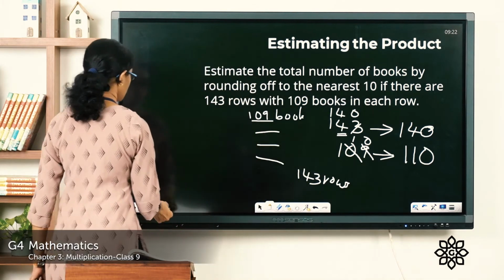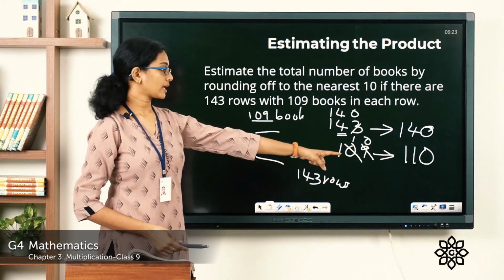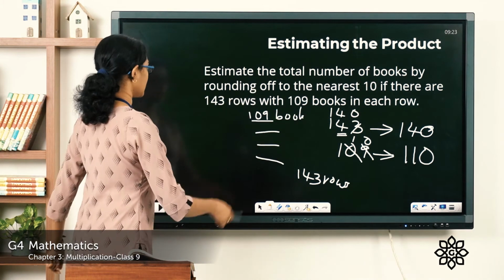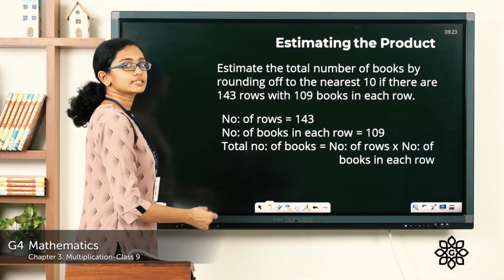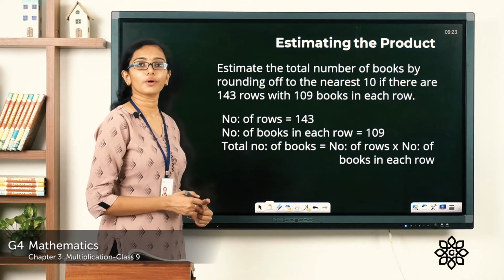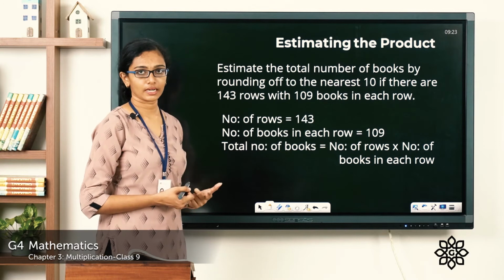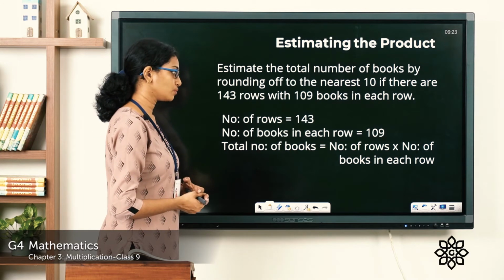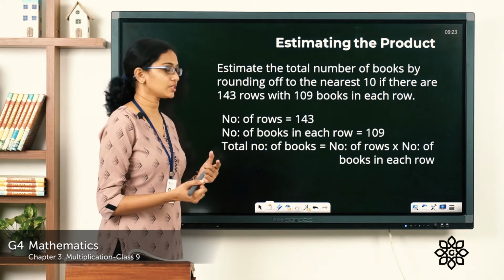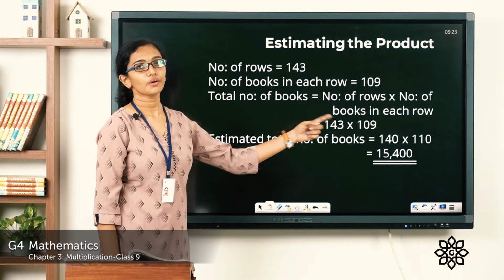Now we can find the product of 140 and 110 to get the estimated total number of books in the library. So let's see the steps from the data given in the question. Number of rows is equal to 143. Number of books in each row is equal to 109. And the total number of books is equal to number of rows into number of books in each row. Substituting the numbers gives you 143 into 109.